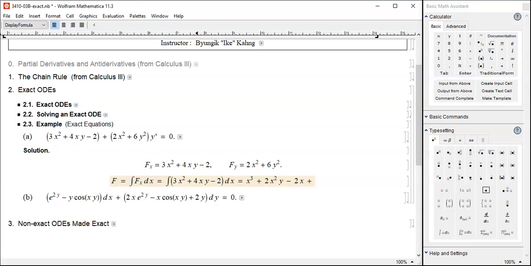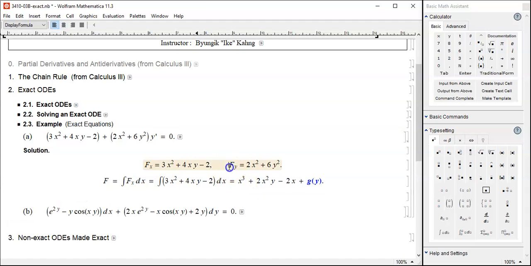Now we have to have an integral constant here, but this is not going to be a constant because any expression of y alone will be killed because as far as x is concerned, all y expressions are just constants. So we're going to get a certain function of y here. And let me highlight it in a different color.